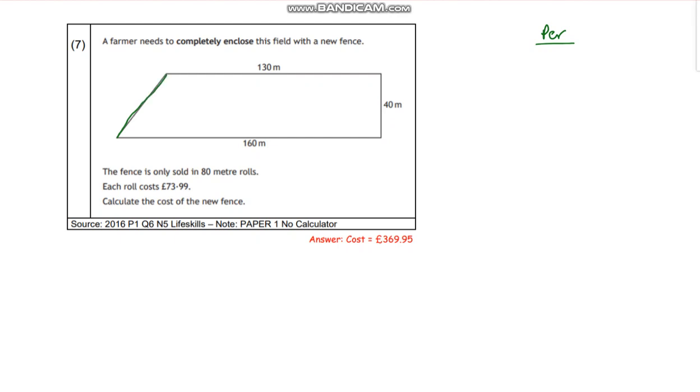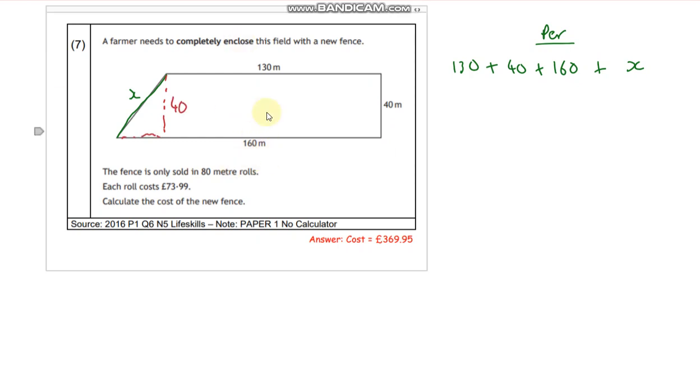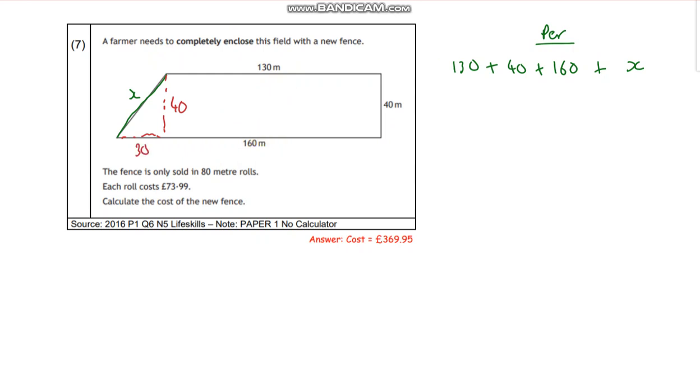So the perimeter is going to be 130 plus 40 plus 160, so it's all the way around, plus this x value, isn't it? Which we don't know yet. Now, how do we solve that? You see a diagonal, you should think Pythagoras. So the height will clearly be 40, and the difference between these lengths is 30. Nice one. So I can use Pythagoras to calculate that.